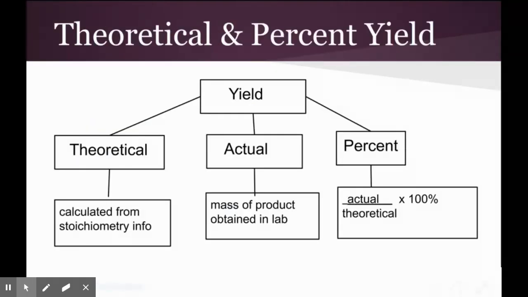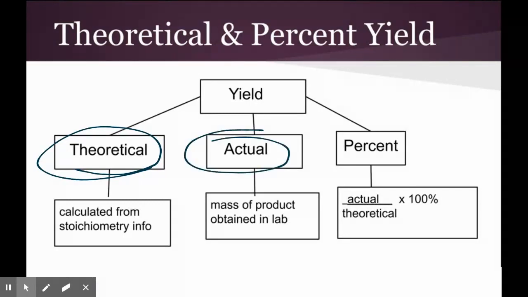Okay, so before we get started with the calculations, we have to talk about the different kinds of yields. First is the theoretical yield, and this is calculated from the stoichiometry information. I will show you how to do that in just a few minutes. The actual yield is the mass of product that is actually obtained when the lab is carried out, and then the percent yield is a calculation to find out how accurate your experiment was.